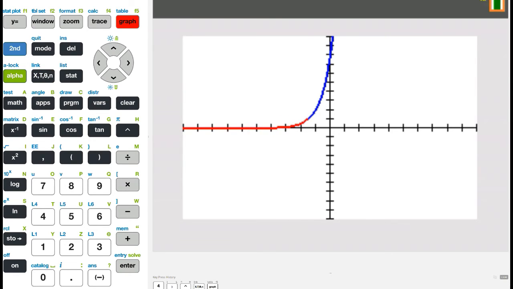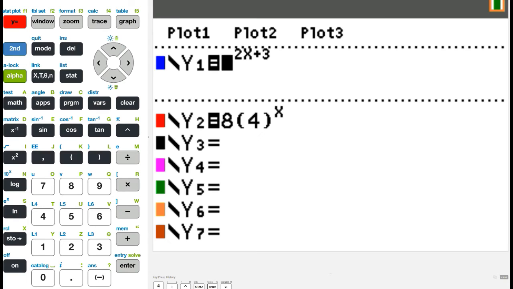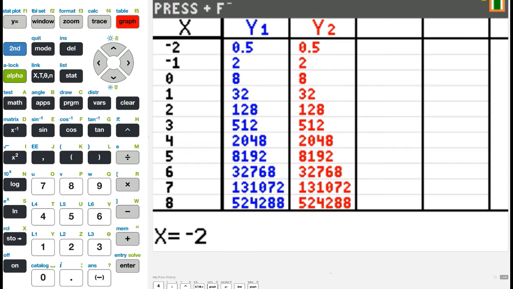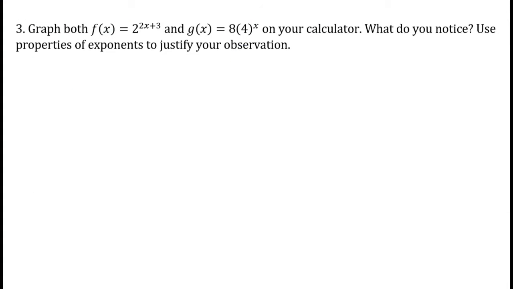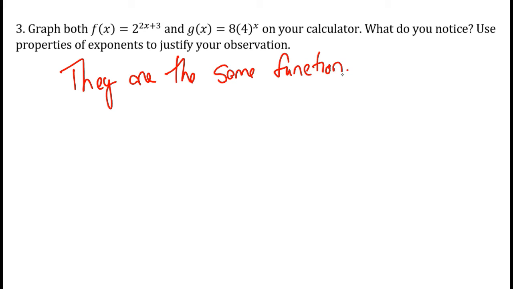That's the first one. So it's nice in color to see that, wait a minute, they are the same function. They are the same exact function. If I look at the table, their y values here are always the same. So what do we notice? They have the same graph, which leads me to believe that they are the same function. Use property of exponents to justify your observation.